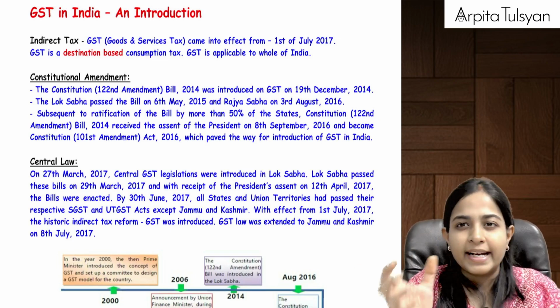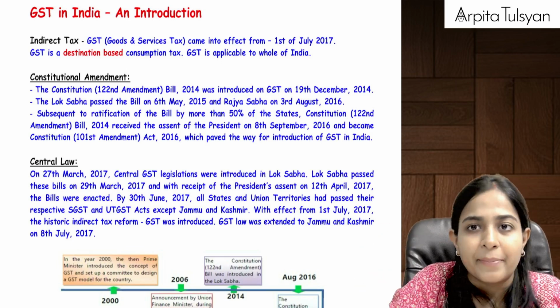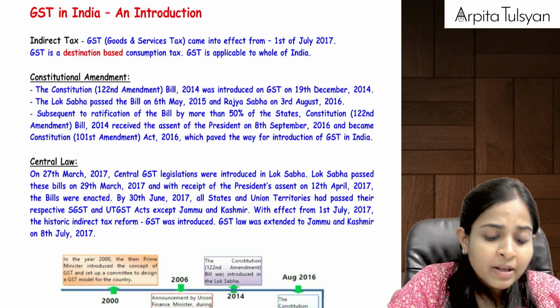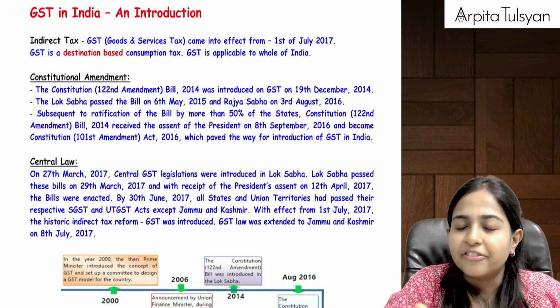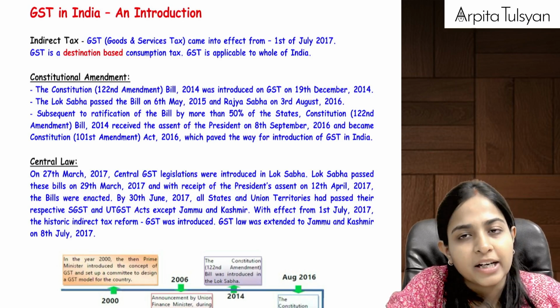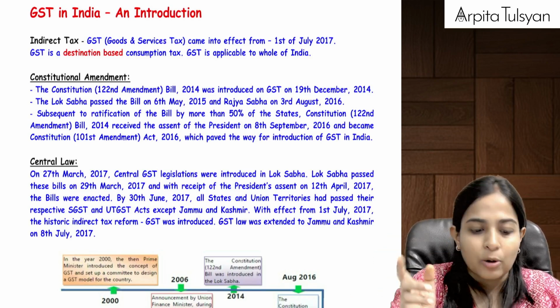There will be a few additions which they have added in the ICAI material, and there will be a few amendments, that I'm going to show you. The PDF of these notes is already provided on my website in the free notes section. You can go to ArpitaTulsyan.com. There in the free notes section, in the free resources section, you can download the PDF.